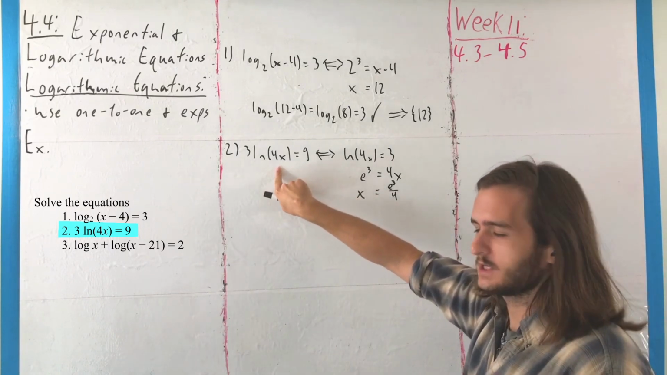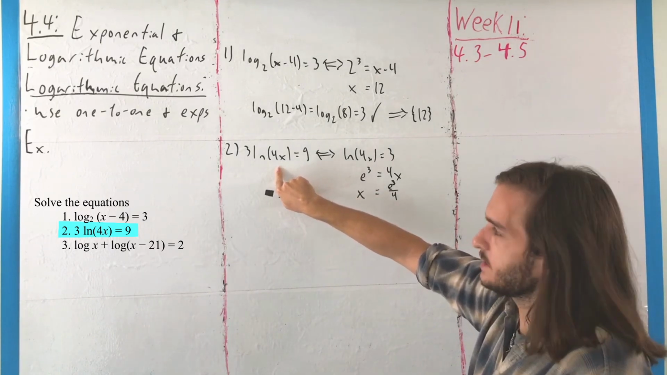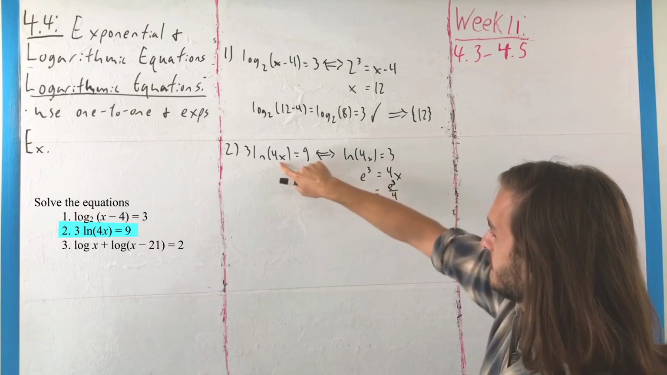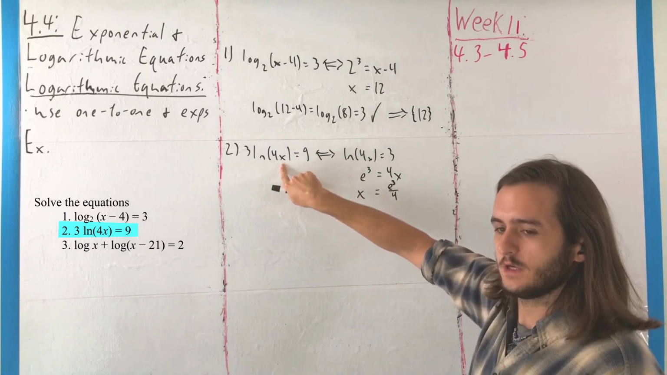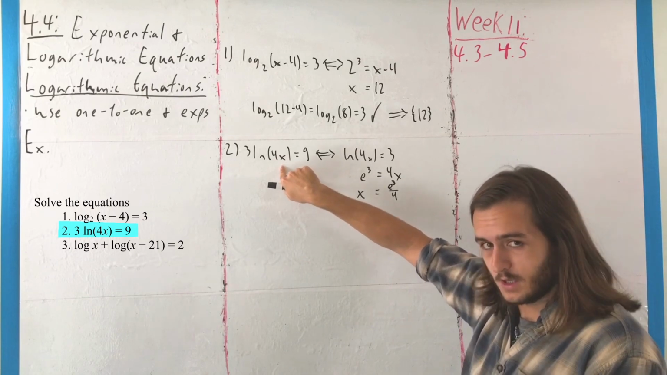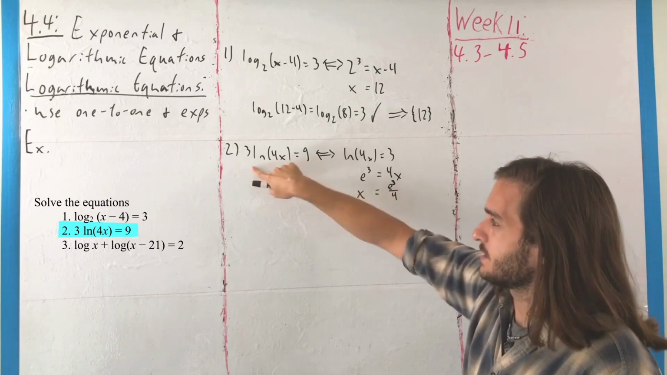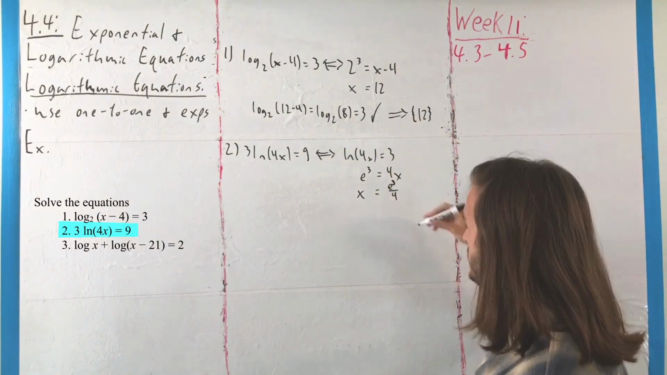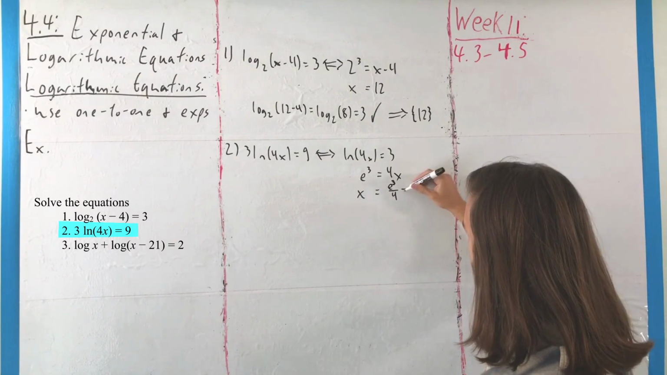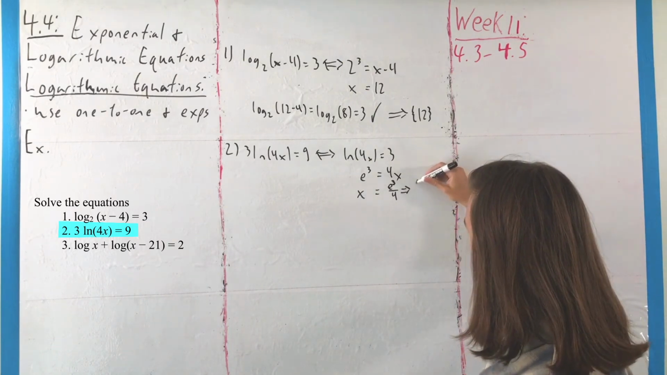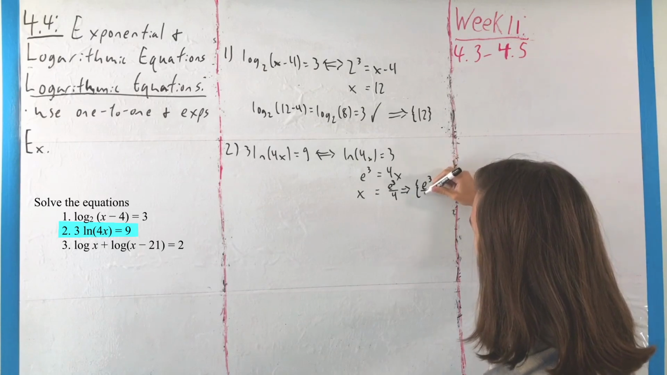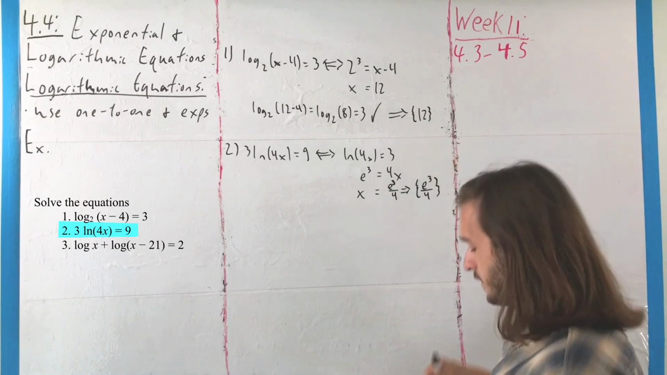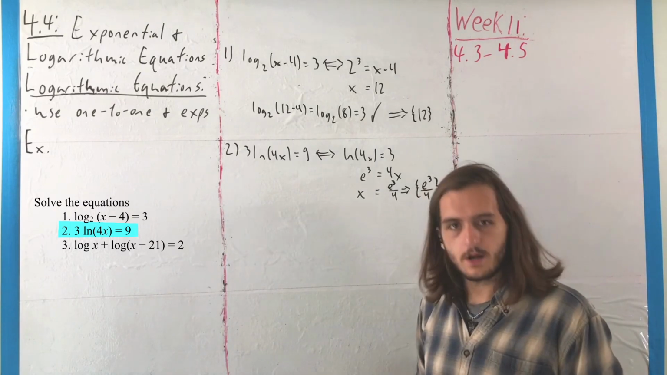I'm not going to write that out just because I'm a little short on space, but you should see that if you plug that in, the 4's would cancel. You would get the natural log of e cubed. The natural log of e cubed, by definition, would be 3, because it's looking for powers of e. 3 times 3 is 9, so we're good. That tells us our solution set, if we wanted to write it in terms of set notation, is e cubed over 4, just like you saw there.